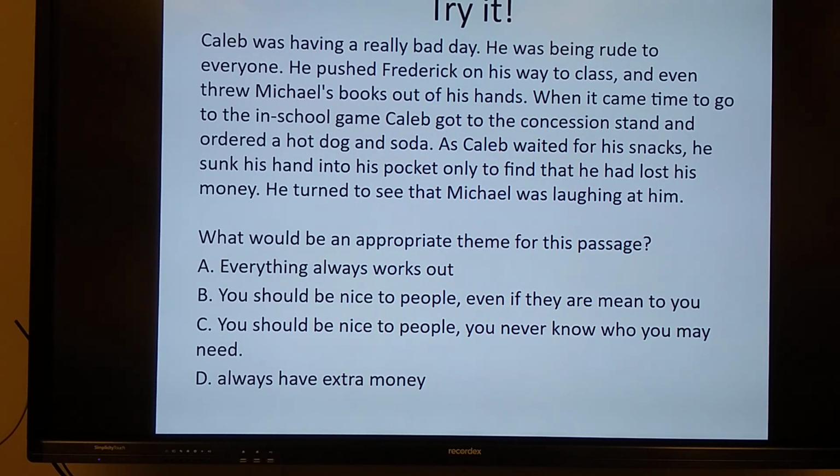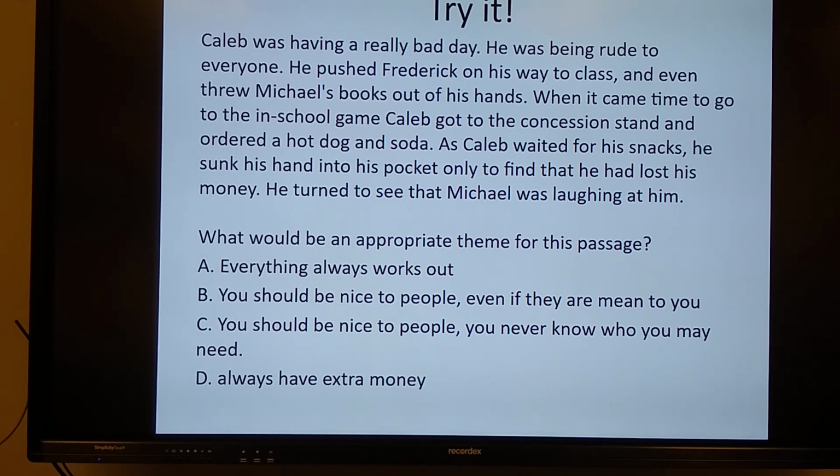Let's try it. Now look at the question below. It says, what would be an appropriate theme for this passage? Okay? What is this paragraph trying to teach you? I will read this one.